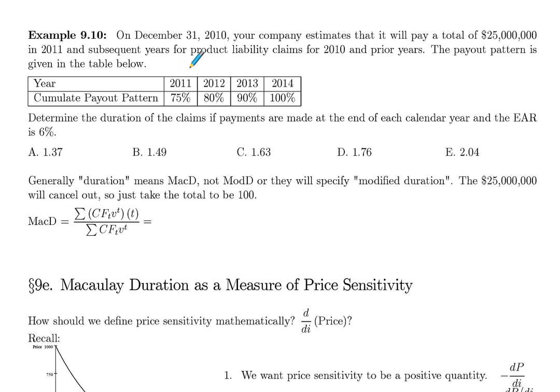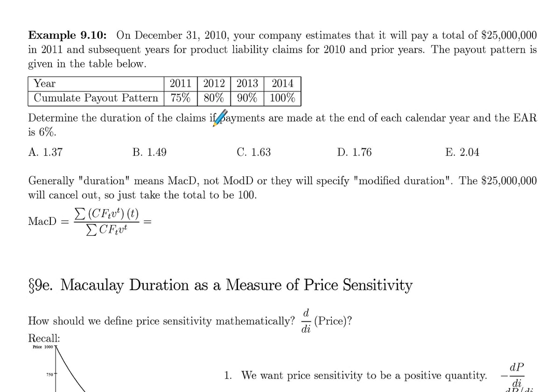When they manufacture a drug and they know that there's going to be issues with the drug, some people may have liability claims against them. So they will set aside money ahead of time to pay these claims. And the payout pattern here is given in the following table. First row is the year, so 2011, 12, 13, and 14. They figure by 2014 they're going to make all 100% of the payouts.